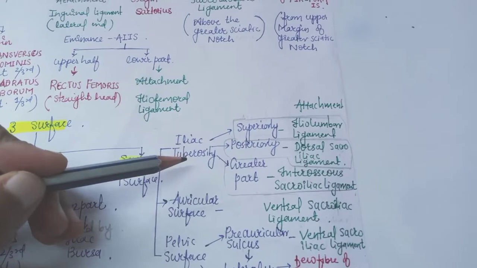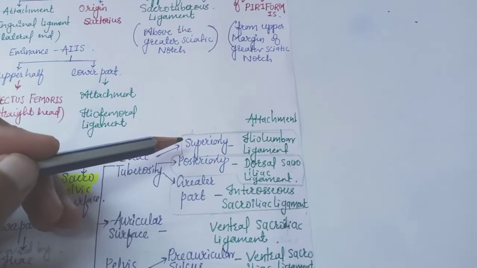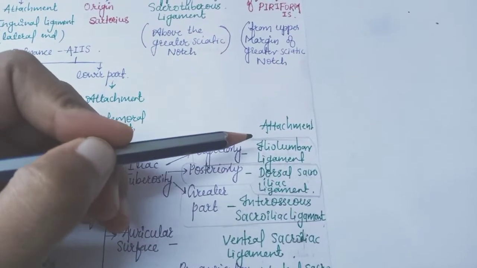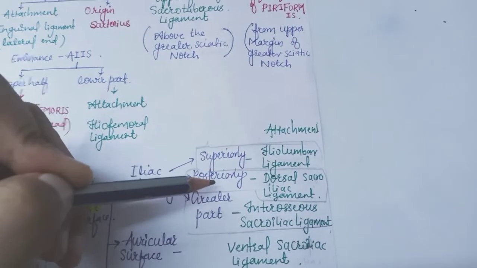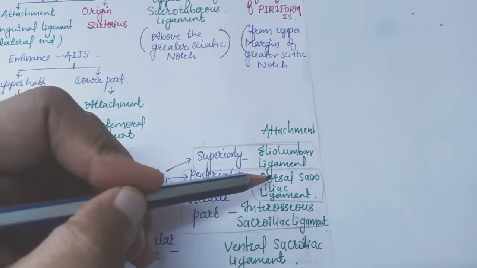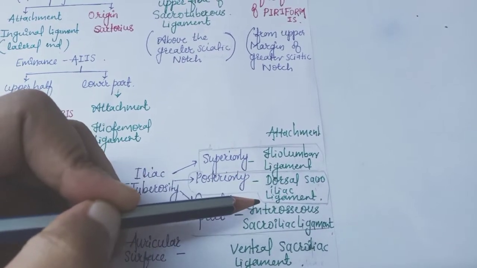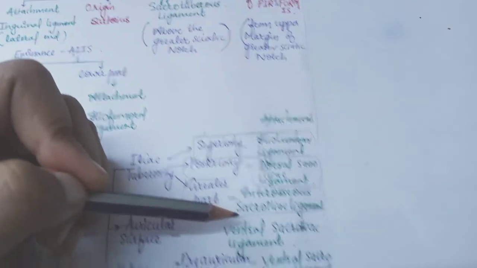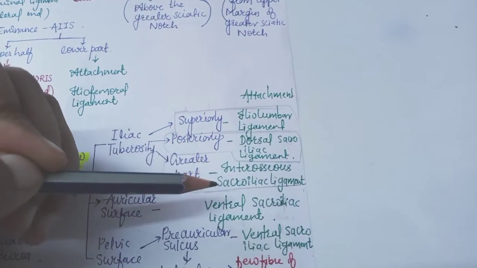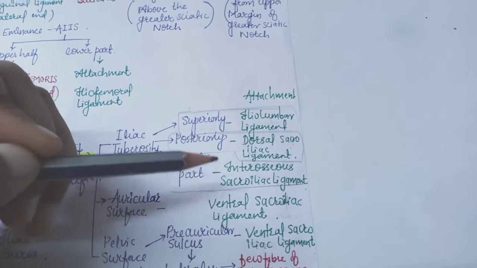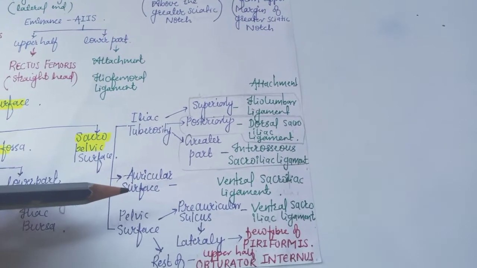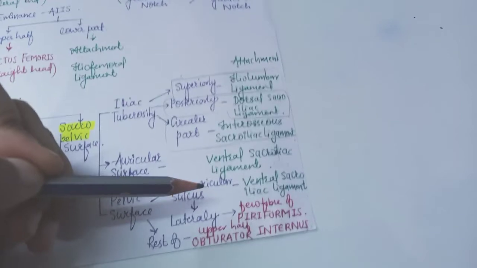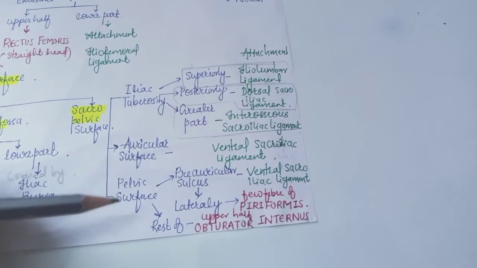Iliac tuberosity: superiorly, it gives attachment to the iliolumbar ligament. Posteriorly, it gives attachment to the dorsal sacroiliac ligament, and the greater part of the iliac tuberosity gives attachment to the interosseous sacroiliac ligament. The auricular surface gives attachment to the ventral sacroiliac ligament, and then the pelvic surface.